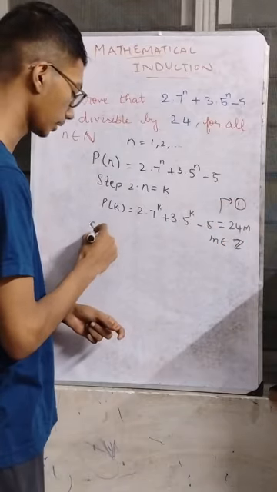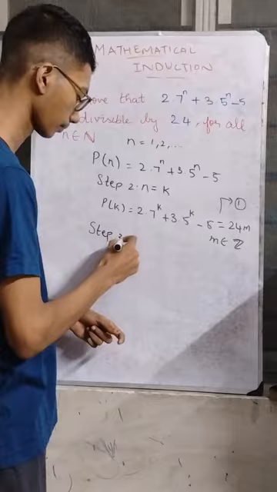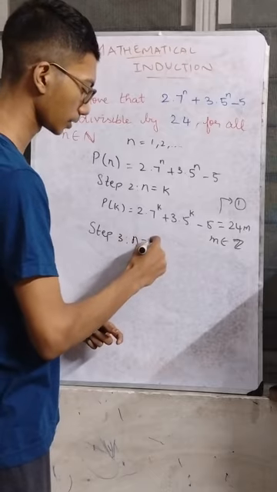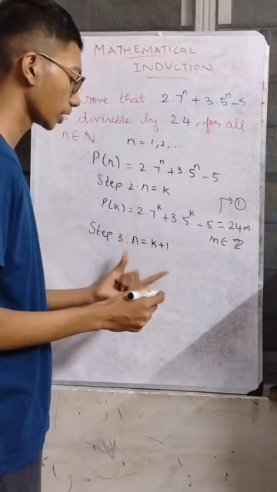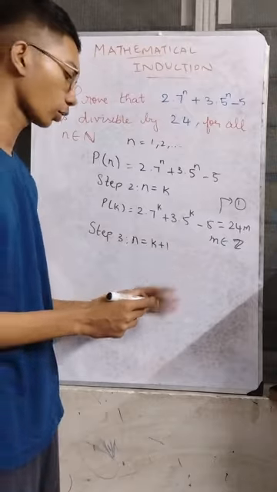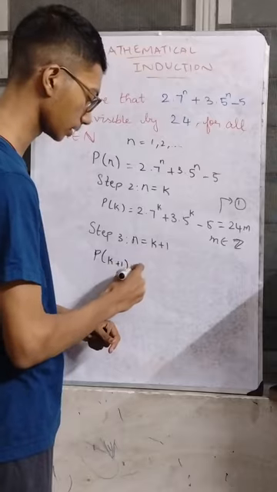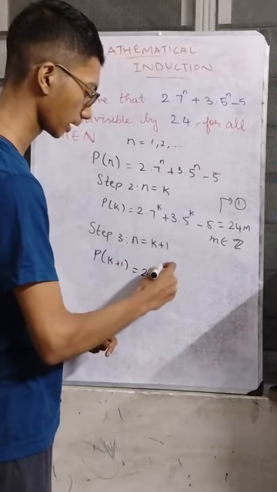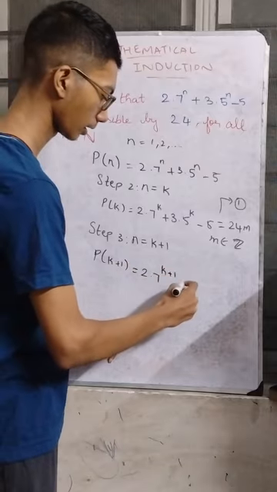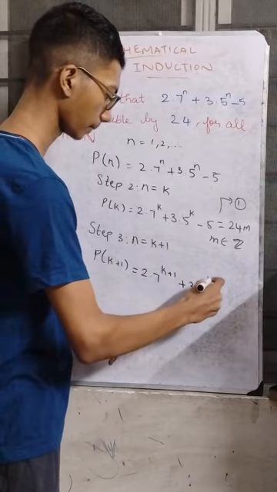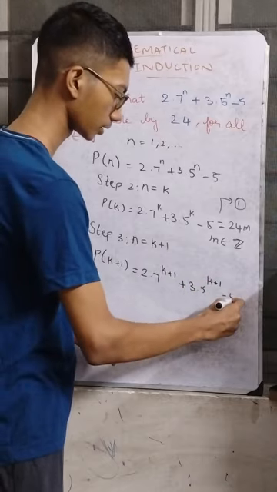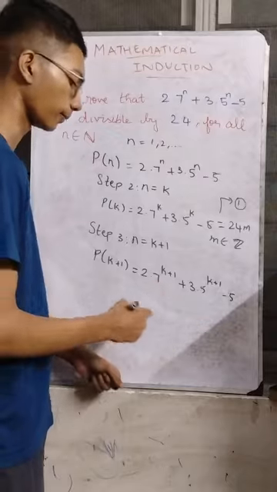So now step 3, put n equals k plus 1. If we prove this step, then the proof is over. So first we need to put p of k plus 1 in this expression. So 2 times 7 power k plus 1 plus 3 times 5 power k plus 1 minus 5. So this is the expression we have.